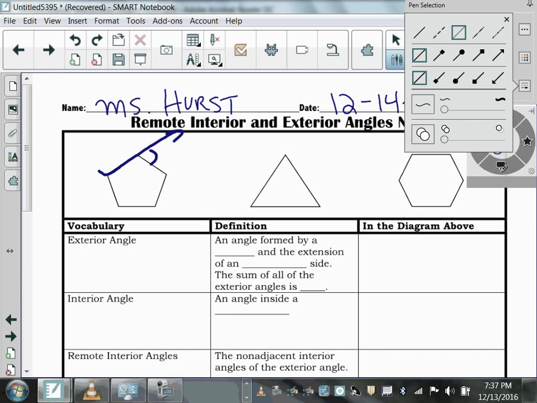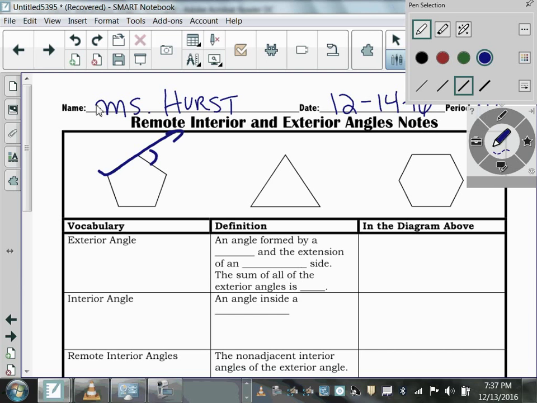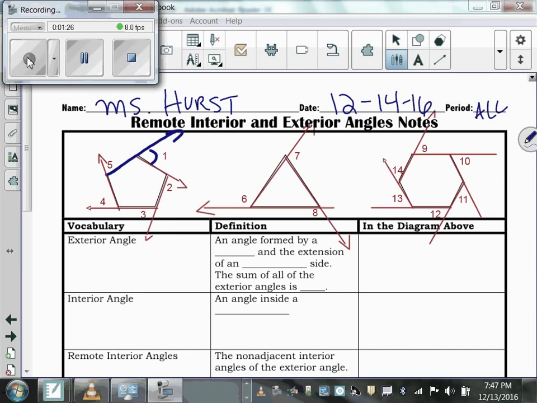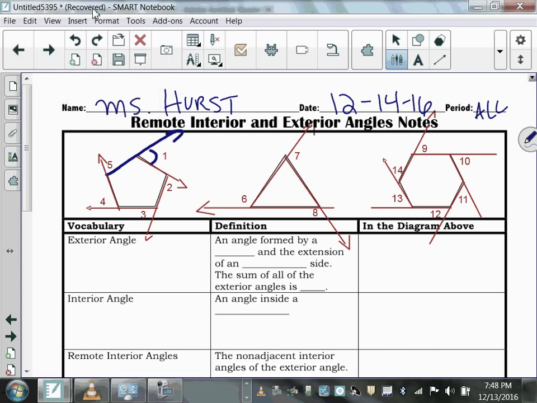So what I'm going to do is grab up here and use my dotted line again, and go through and do all of those angles real quick. All right, everybody. So now we have quickly drawn in all of our little segments and lines to make all those exterior angles. And what I did was I numbered them. So at this moment in time, go ahead and copy that down into your notes.